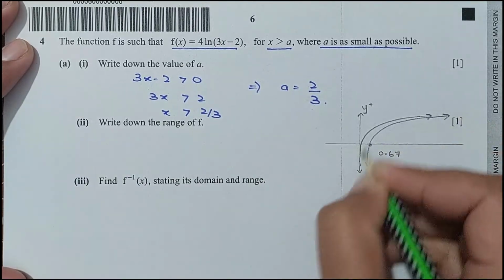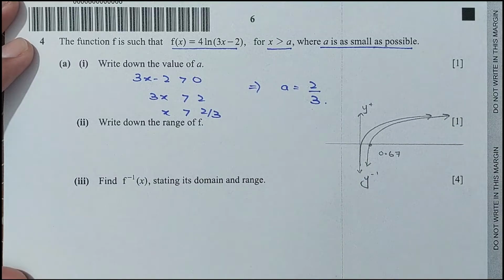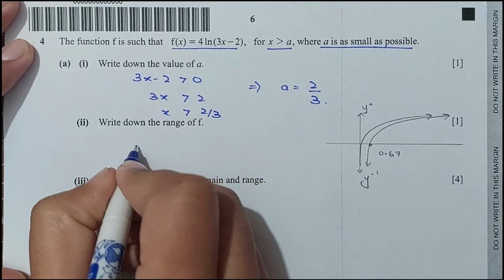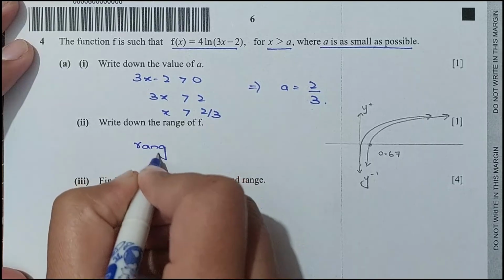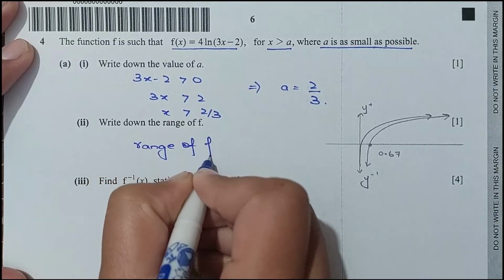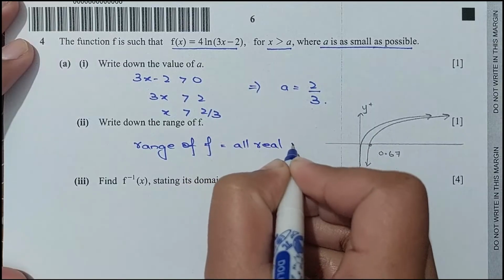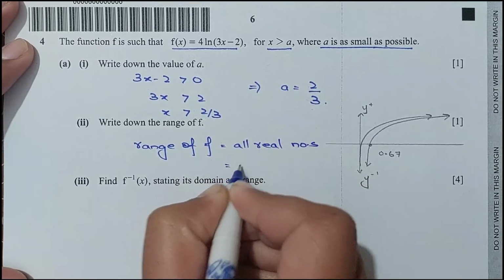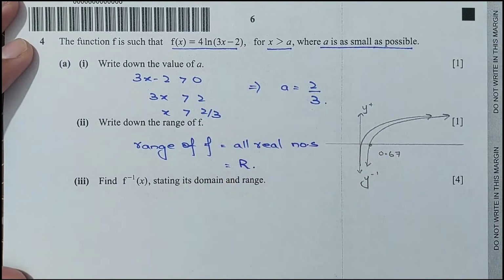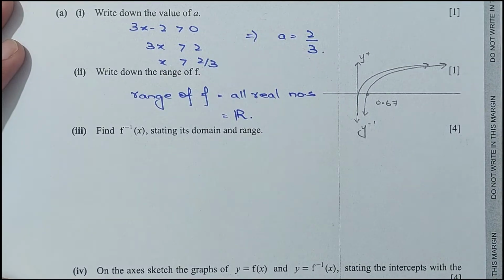So these are the range. What is the range? You can see the range is all real numbers. So we can say the range of f is all real numbers. This is R. All right. Now for the third part, find f inverse of x, stating its domain and range.